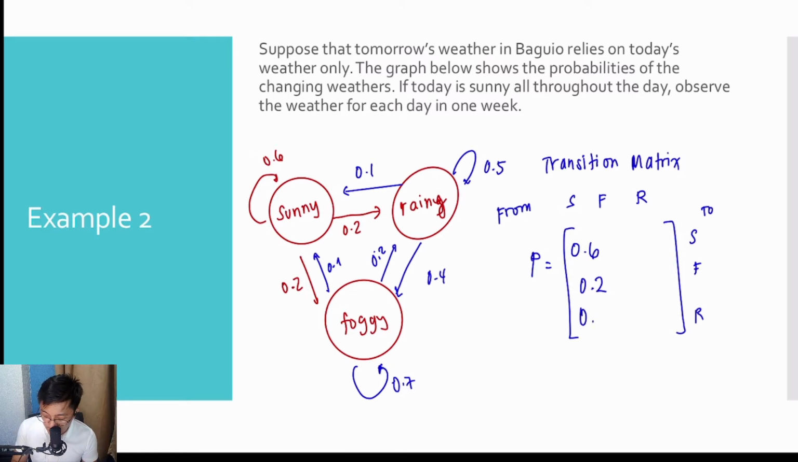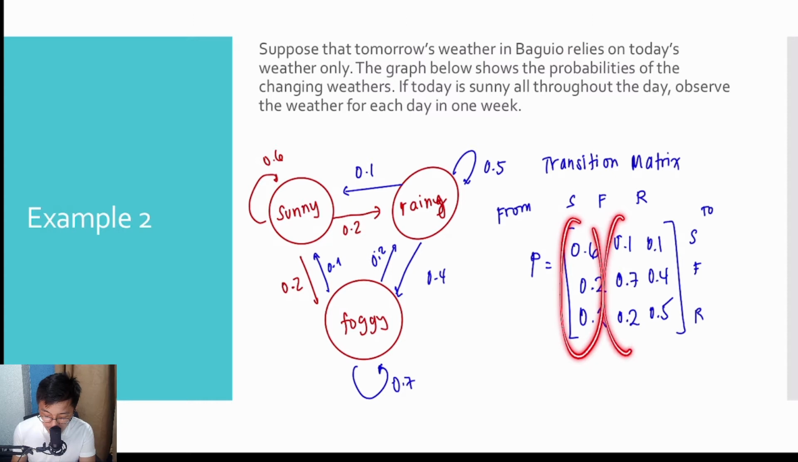So we have 0.6, 0.2, and 0.2, 0.1, 0.7, 0.2, 0.1, 0.4, and 0.5. Okay, and to verify now that this is indeed the transition matrix of this dynamical system, you add up all the entries and you will definitely get a 1 for all the columns. Okay, so we now have the transition matrix P. Okay, so I'll just write that down again.